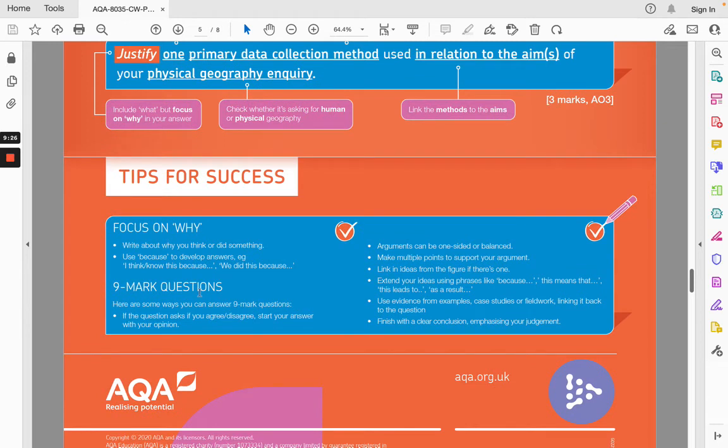Focus on the why. If you are on 9 marks, okay, state your opinion straight away if you need to. It says arguments can be one-sided or balanced. For a justify, that's okay, but I would always advise getting in a little bit of balance where you can, just because it shows you're considering it. Now, you don't have to be balanced.